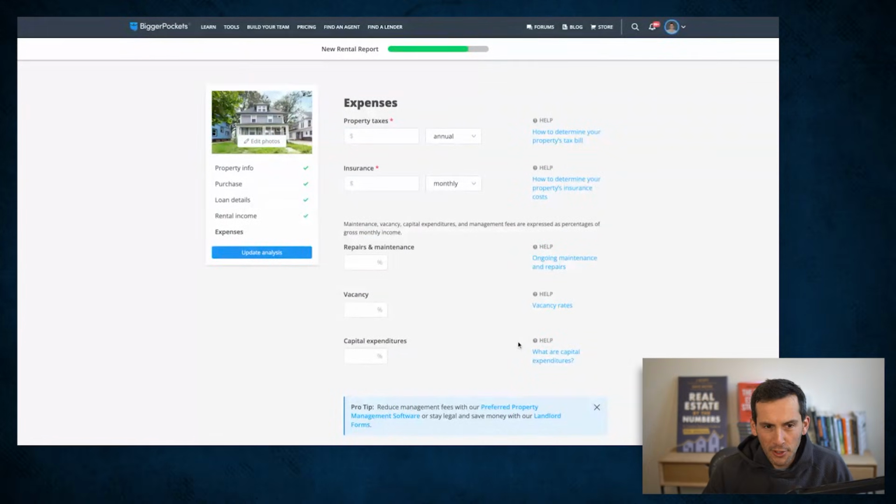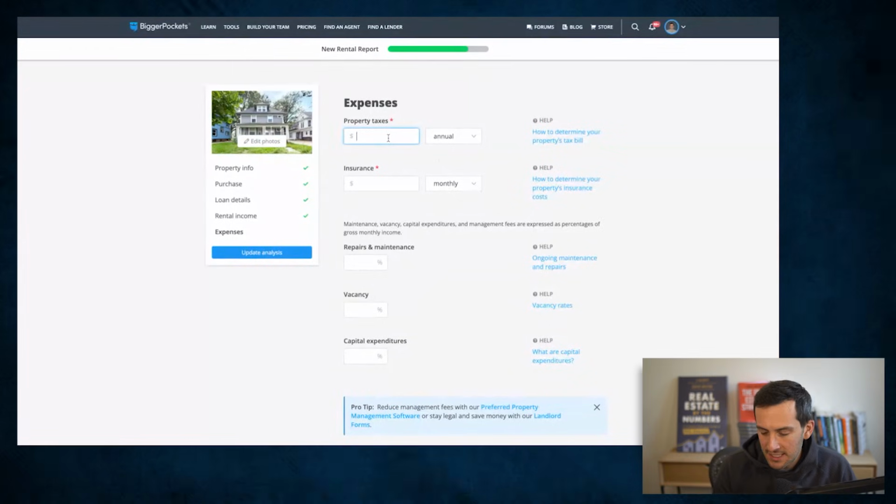Okay, so next up, we're going to talk about expenses, and we're going to start here with property taxes and insurance. Both of these are what are known as fixed expenses, and although they can change, generally you know exactly what they're going to be for the upcoming year.